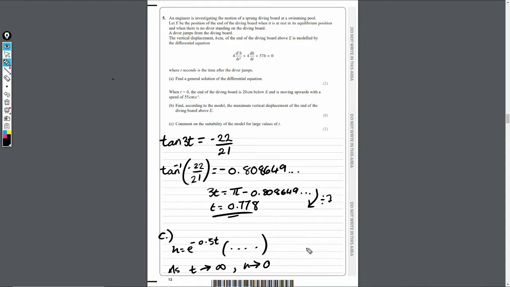So, what we can say about this now is that this is a suitable model, okay? So, therefore, the model is suitable. It is suitable because, like we said here, as t tends to infinity, h tends to 0. It's what we'd expect, right? The board will return to its normal state. So the board returns to a state of equilibrium.